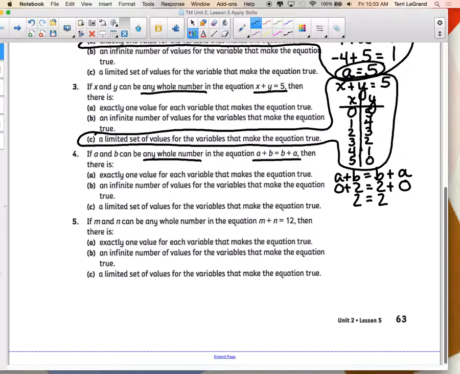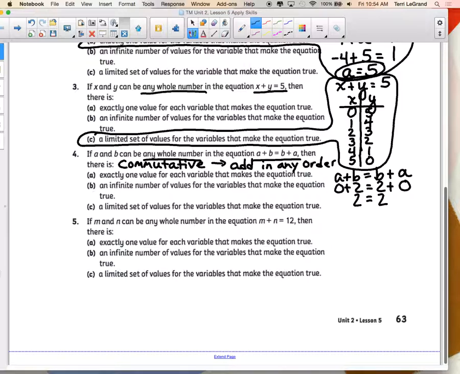Because what property is being shown right here? A plus B equals B plus A. What property is that called again? Commutative property. So we're going to put commutative, let's write it. And commutative means add in any order. It does not matter. Commutative, add in any order.